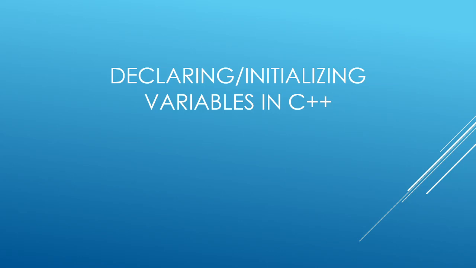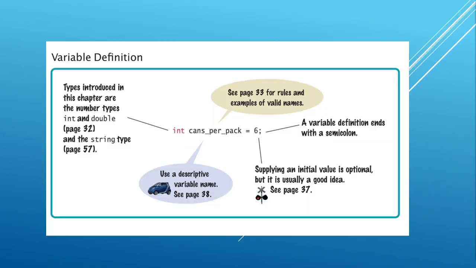In this video, we will cover how to declare and initialize variables in C++. When your program carries out computations, you will want to store values so that you can use them later. In a C++ program, you use variables to store values. Here, we will illustrate how to declare and initialize a variable called cans per pack.